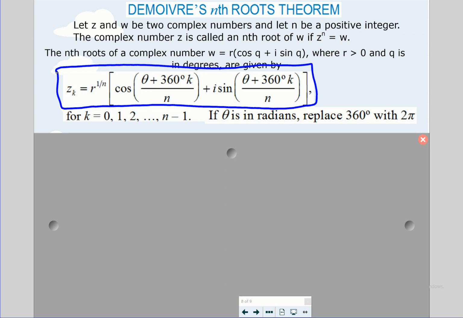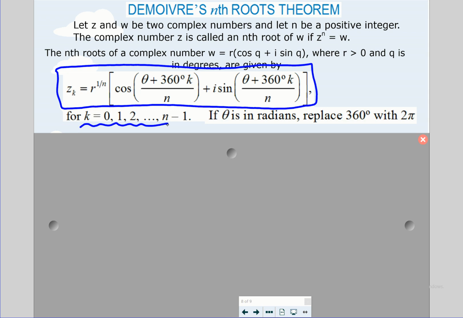You have an r, we know how to find that. We have theta, we know how to find that. N is the root that you're taking. So if it's a square root, it's a 2, or if it's a cube root, it's a 3. So we're going to be given that. The new guy that shows up here is k. K will have different values depending on what root you're finding. K is all the numbers from 0 up to 1 less than your n value.